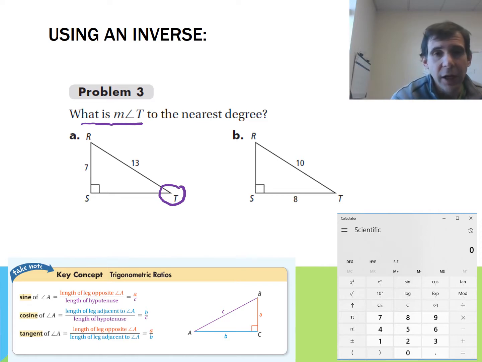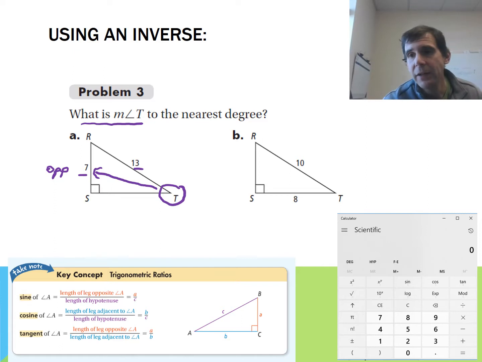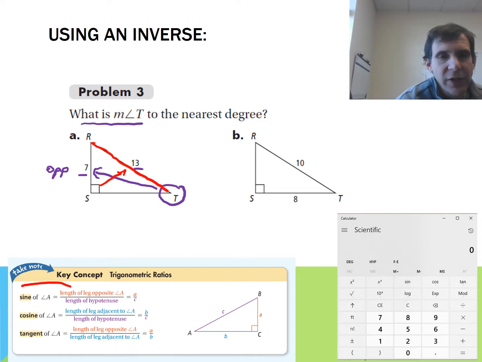So if we take a look here, we still want to figure out which ratio we want to use. We've got the 7 and the 13 here. Well, how do they relate? The 7 is opposite of that angle T, and the 13, well, that's the hypotenuse. The right angle, right there. Hypotenuse. So which trig ratio are we going to use here? So you take a look down there, which one's got opposite, which one's got hypotenuse? Well, that's sine.